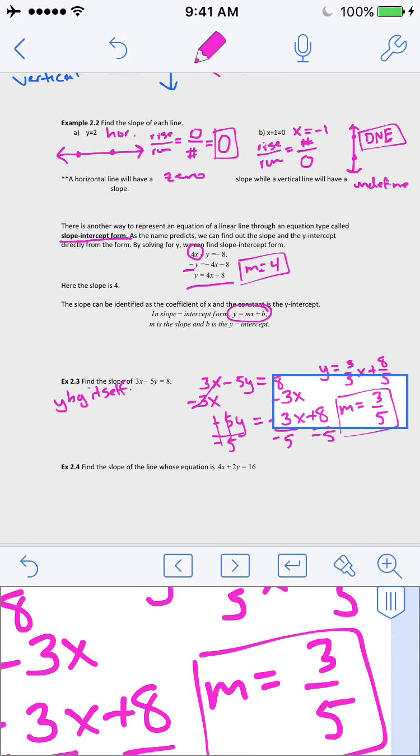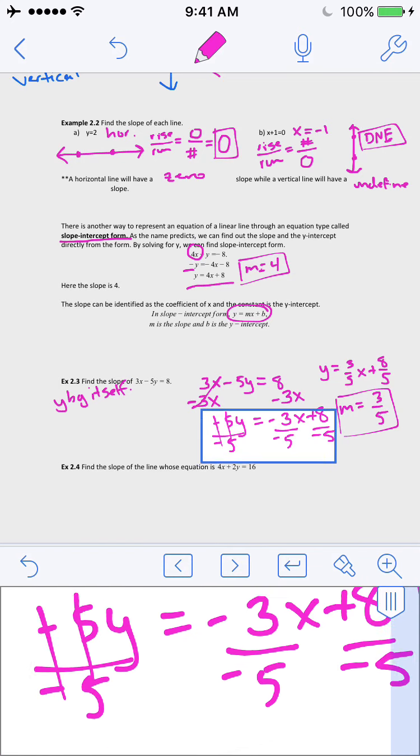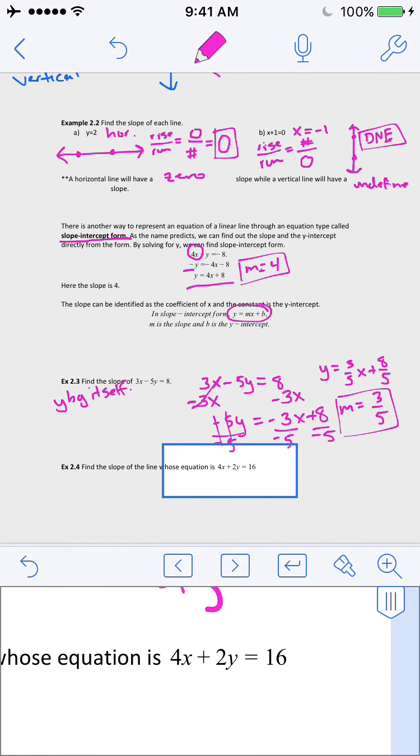As soon as we're in that form, we can pull that slope right out of there. There's no more slope formula, no more finding points. That's why we want to put it in this form, right? To save ourselves some time when finding those other slopes. Alrighty, I'm going to let you guys pause the video now. Please pause the video and solve this one. So I want to find the slope of this.